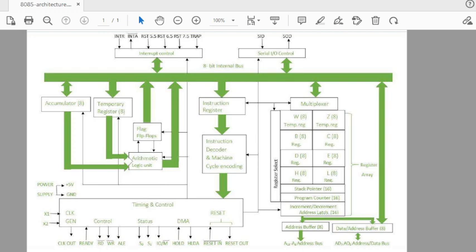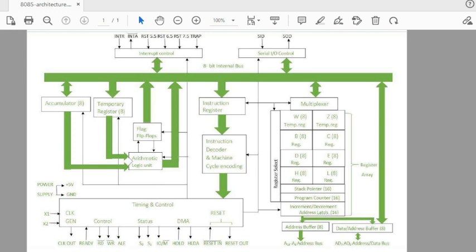So a certain combination will represent a certain state of the microprocessor. Then there is the IO/M bar signal. This signal is also used for a dual purpose. When this signal is active high, it represents that some input output operation is occurring, and when this signal is active low, then some memory operation is occurring.